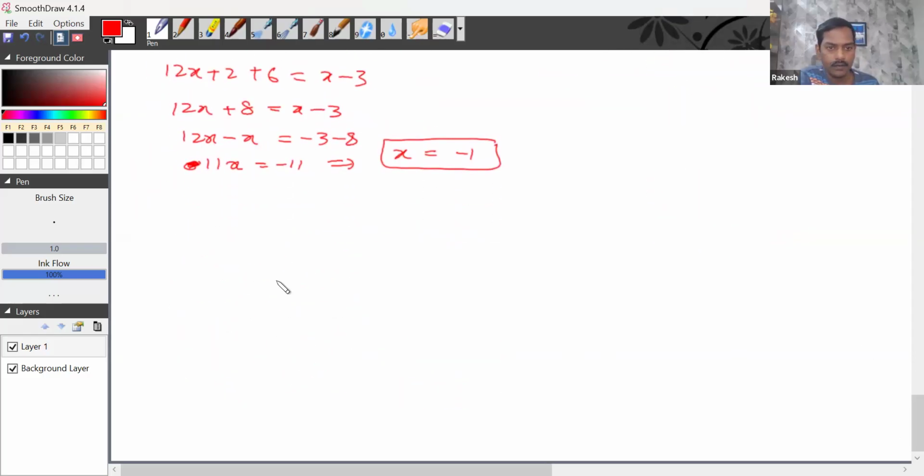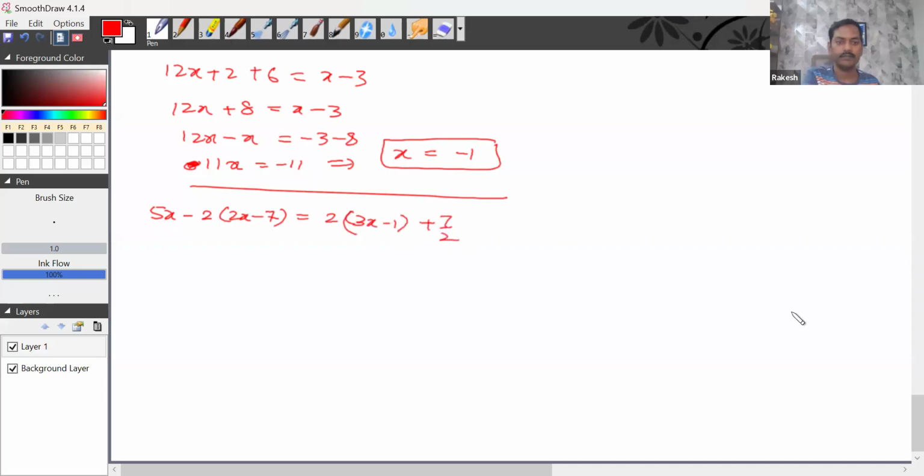Fine. So let's take the last example. The last example is 5x minus 2 times (2x minus 7) is equal to 2 times (3x minus 1) plus 7 by 2. Pause the video, please solve it. Okay, let's do the solution.